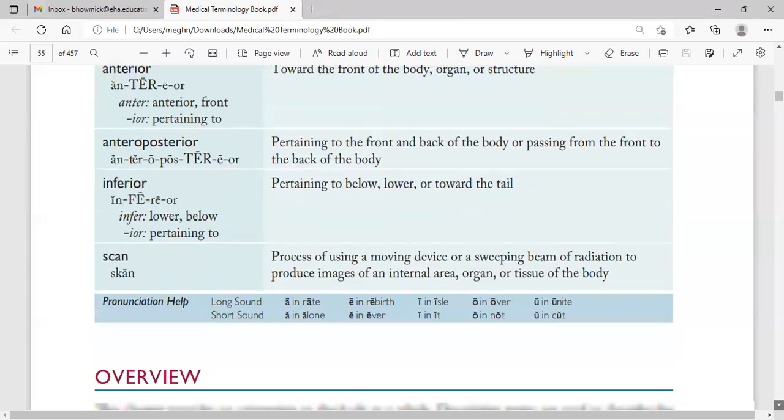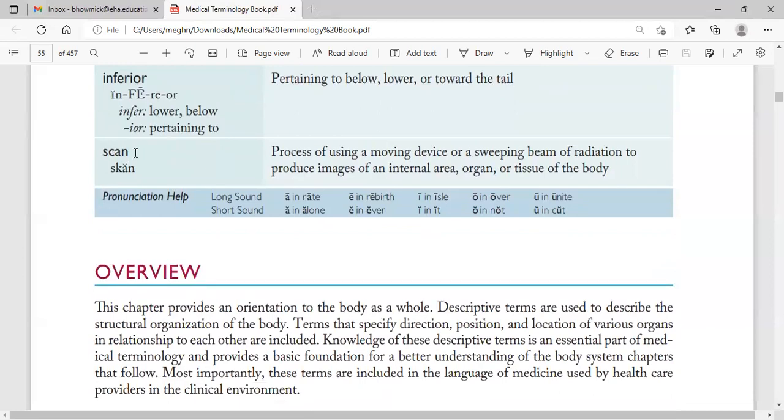Next, scan. Process of using a moving device or a sweeping beam of radiation to produce imaging of an internal area, organ, or tissue of the body. So, overview.